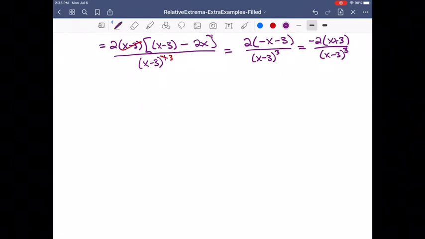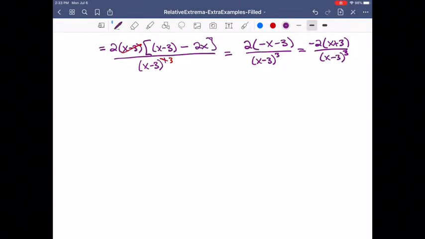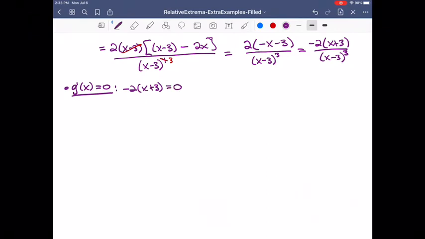Okay, so now I want to know where the derivative is equal to 0. So that's when the top is 0. Okay, the negative 2 is never 0, so this means that x plus 3 has to be 0, which means that x is negative 3. This is in the domain, so this is a critical number.